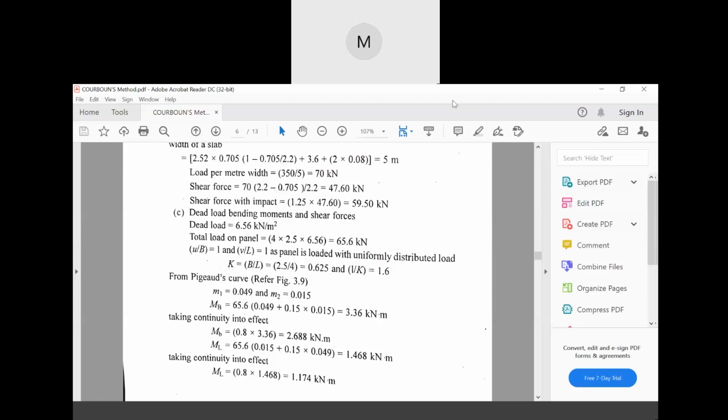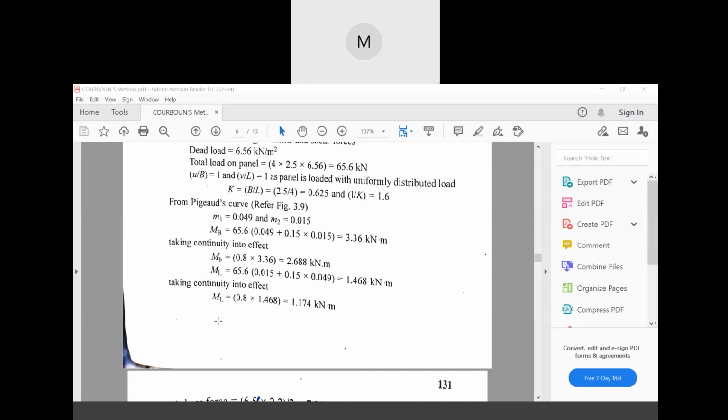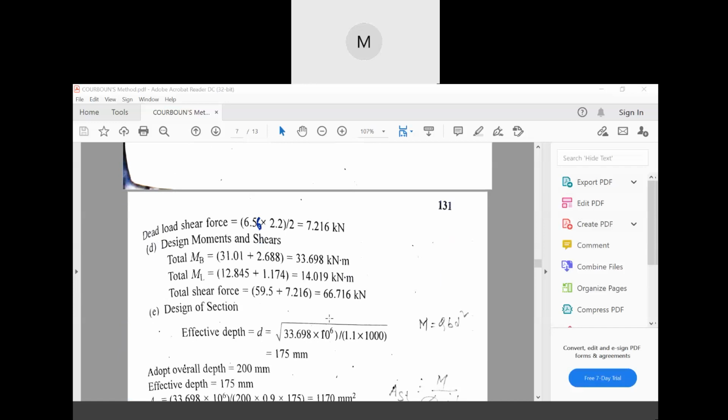After finding out the complete moment, we'll find out this MB and ML. If you find out the MB and ML, that means, after taking the continuity effect and then the impact factor and all, you'll be finding out the total design moment and shear stress. And the rest of everything is almost similar.